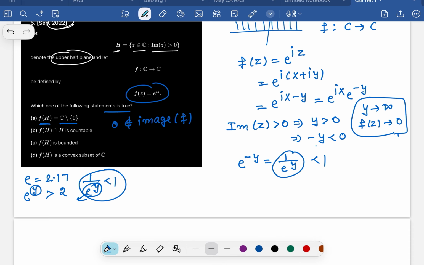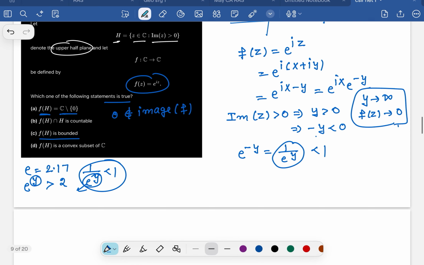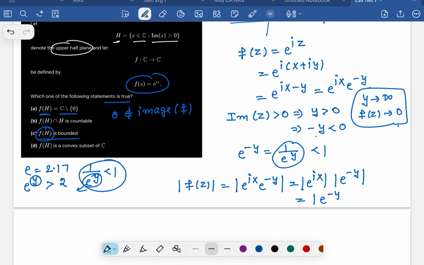Now let's see the C option. f of H is bounded. For bounded, we have to find the bounds of f. In order to find the bounds of f, I'll consider mod of f(z). Mod of f(z) is equal to mod e to the power iota x e to the power minus y. That is equal to mod e to the power iota x into mod e to the power minus y. And you know that e to the power iota theta has modulus 1. So what remains is mod of e to the power minus y, and you can clearly see that this is less than 1. So it implies mod f(z) is less than 1.